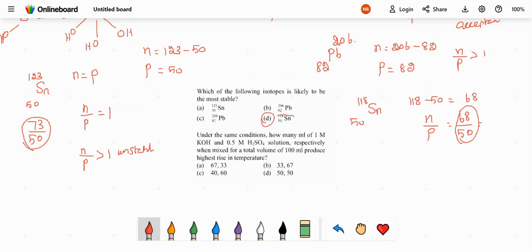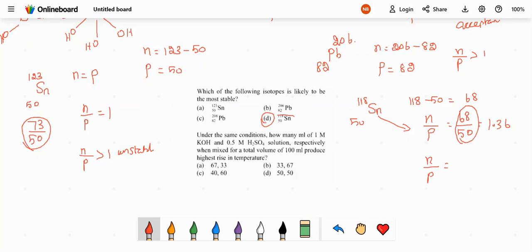Anyway, I will check that also. So the n by p ratio for Sn, that is tin, with 118 atomic mass, will be 68 divided by 50. So we are getting 1.36. Again, it is not stable, but we have to go for the more stable one, right? So the ratio for this one will be 1.36. Again, the ratio for plumbum, 206 minus 82. I'm using the calculator, but please don't use the calculator.